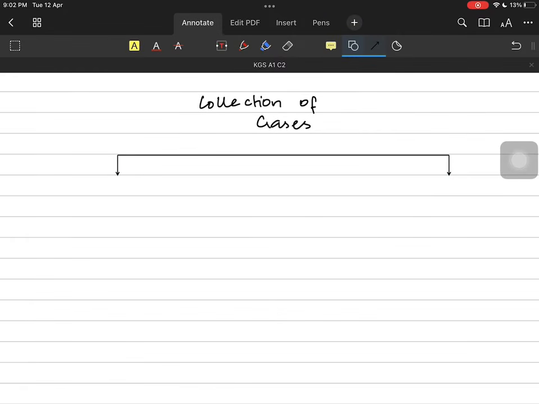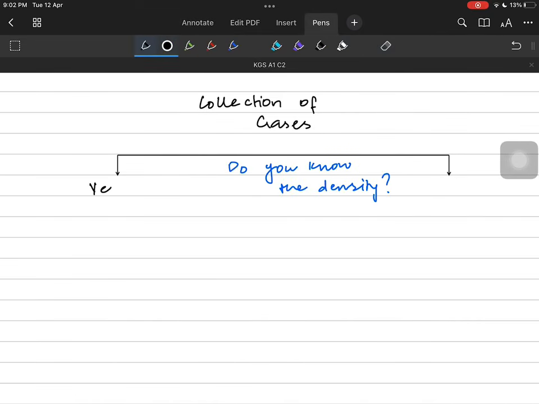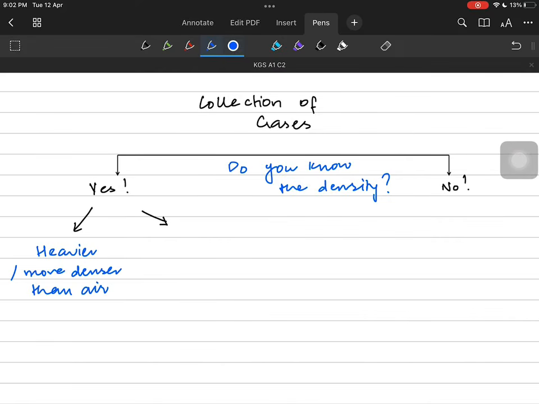So when we talk about collection of gases, first question we ask ourselves, do you know the density of the gas? It's either a yes or a no. Density, which means mass per unit volume. So if you know the density, the gases can be either heavier or lighter. Heavier means they have a density higher than air. So air is itself a mixture of gases, and we compare the density with air. So whether your gas is heavier or lighter, lighter means has lesser density than air.